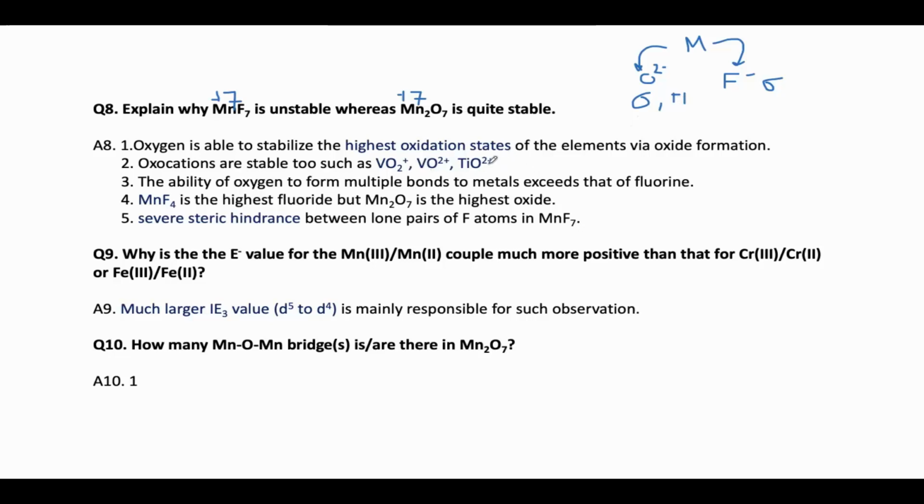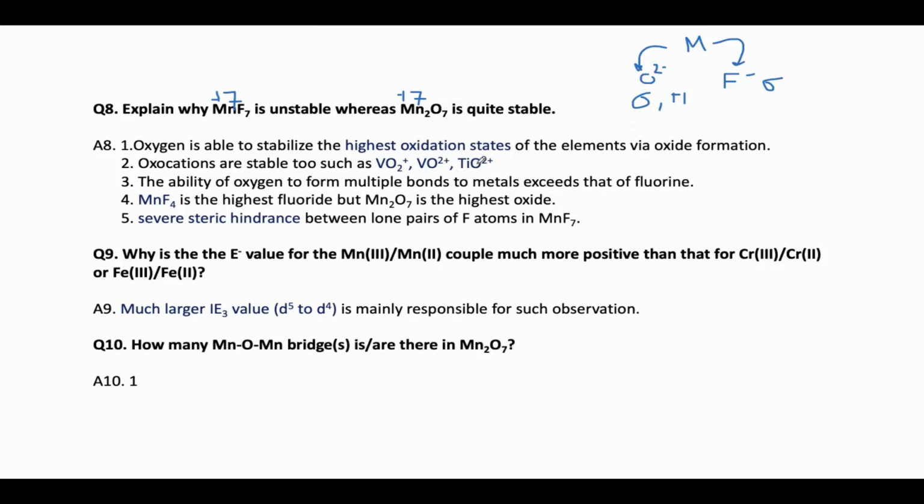The first one is VO2+, where vanadium is in its +5 oxidation state. VO2+, where vanadium is in its +4 oxidation state. TiO2+, where titanium is also in its +4 oxidation state. So these high oxidation states are actually stabilized by these oxocation species.